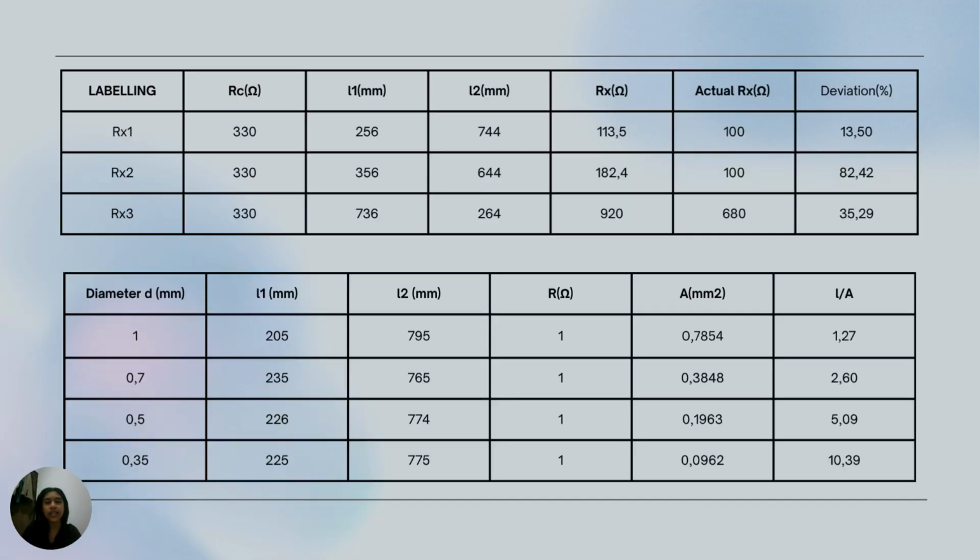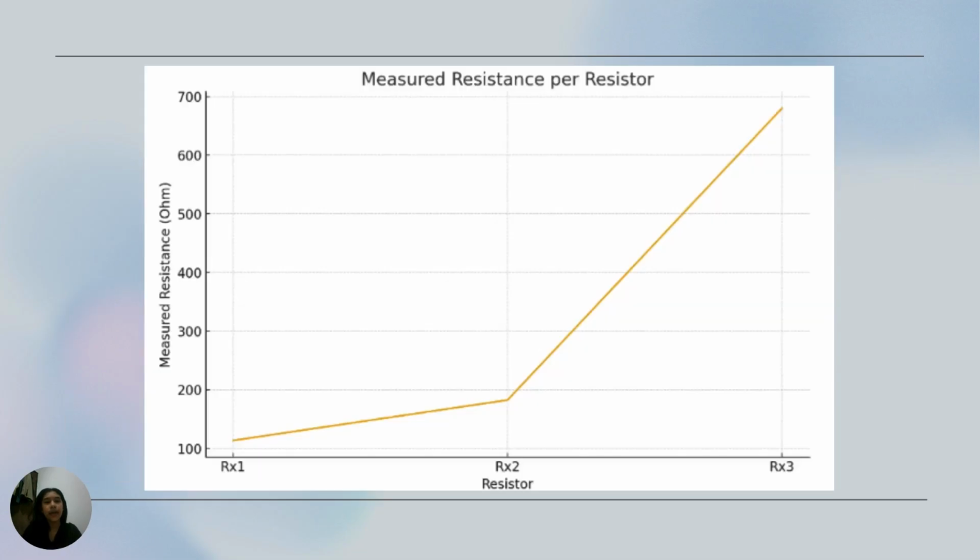You can see in Table 1 and Table 2, you can pause this video to see the results, where Rx1, Rx2, and Rx3, and the diameters are 1, 0.7, 0.5, and 0.35. And this diagram shows the relationship between resistor and measured resistance in ohms.